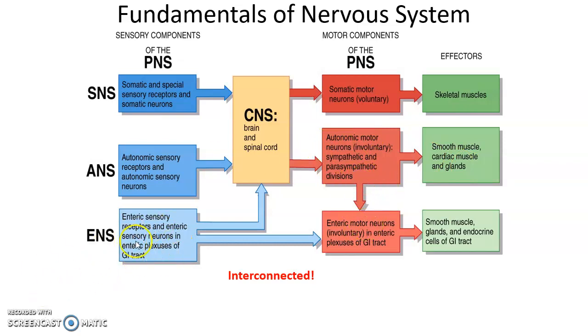And then the enteric nervous system functions exclusively for the gastrointestinal tract. It can bypass the central nervous system, but it does communicate with the central nervous system as well. And then its motor neurons are controlling the smooth muscle tissue and glands in the gastrointestinal tract specifically, and it does receive input for what it should do from the autonomic nervous system. So these systems are all interconnected. They work together to cause us to function properly.